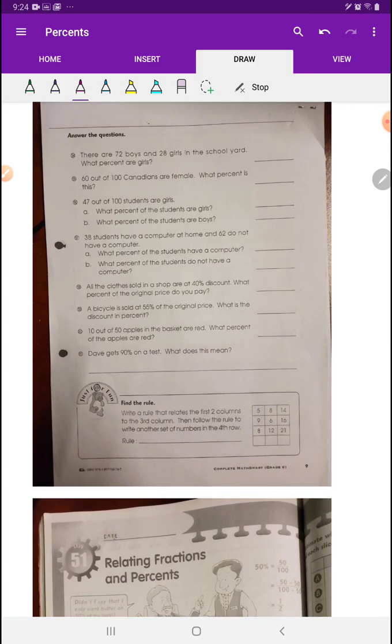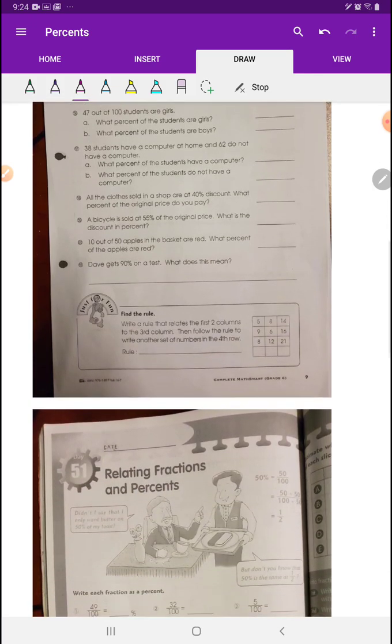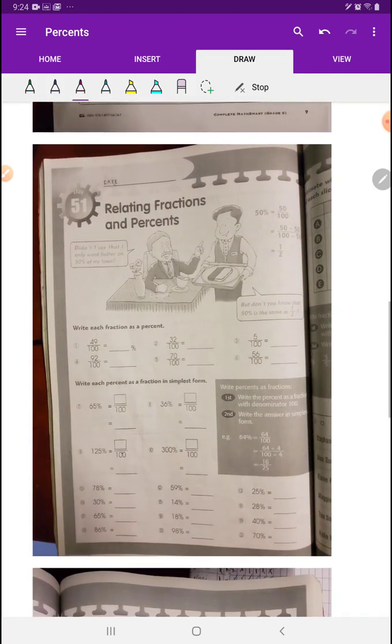Now down here, you have to read carefully. Remember, percent is always out of 100, always. So we look at this right here. We have 72 and 28. Well, what happens if we add 72 and 28? If we add them together, we get 100. Oh, good. What a relief. So girls are 28 out of 100, and boys are 72 out of 100. How come we have 100? Because 100 is all of them, boys and girls together. So when you answer these questions here, pay attention to that, okay?